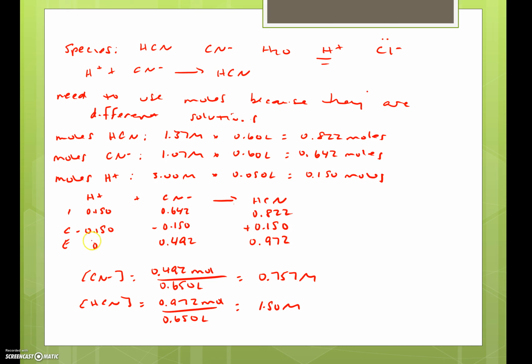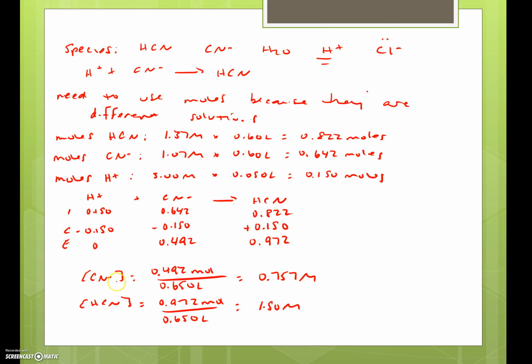And in this case, all of our hydrogen ion is going to be consumed, and we're going to be left with cyanide ion and hydrocyanic acid in the solution. So we still have the components of our buffer solution left over after the hydrogen ion has been completely consumed. Next, we need to calculate the concentrations of our cyanide and our hydrocyanic acid left in our solution. But we need to remember that we added 2 solutions together, so our new volume is going to be 600 plus 50 milliliters, or 650 milliliters.